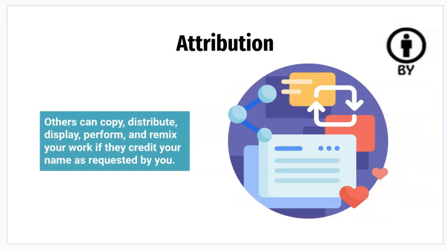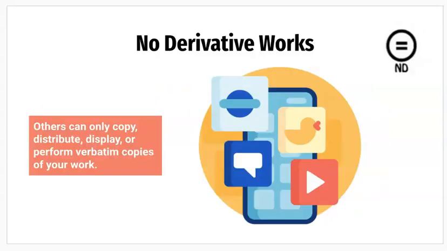When we're using Creative Commons and other sites that are showing attribution, we need to make sure that we're looking for the symbol that is a person with a circle around it, says BY. Others can copy, distribute, display, perform, and remix your work if they credit your name as requested by you. So you're allowed to use it, but you have to give attribution.